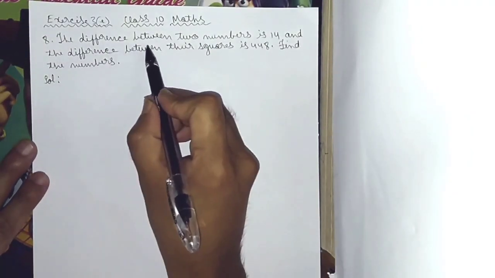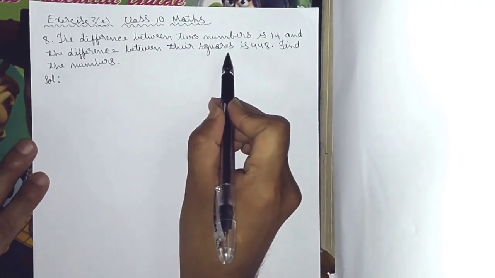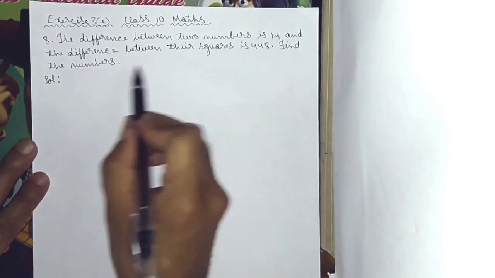Number 8. The difference between two numbers is 14, and the difference between their squares is 448. Find the numbers.